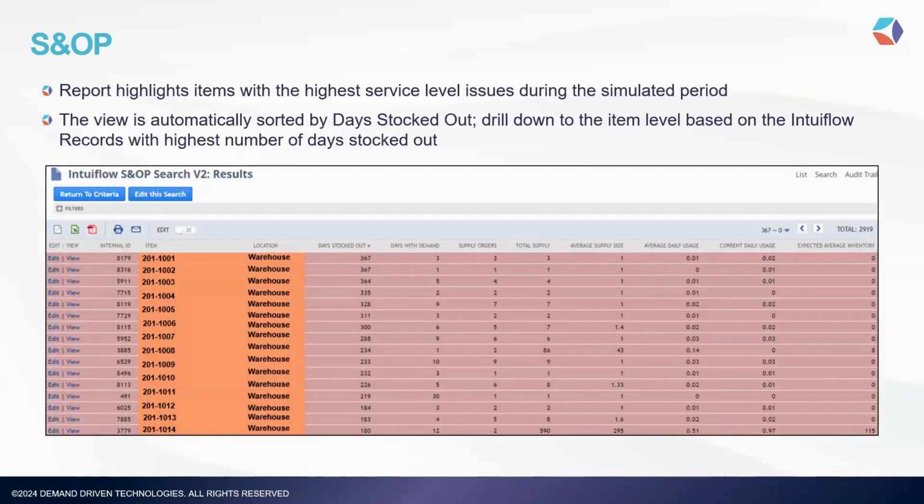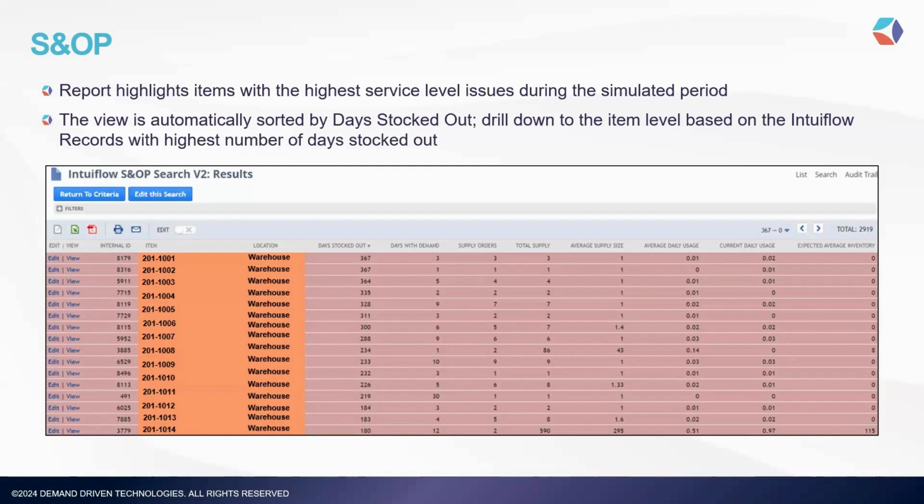The next report I want to highlight here is the S&OP day stocked out report. In this case, it's automatically sorted by the day stocked out column. So this gives you visibility into items that had the highest number of issues during the simulation period, right? If we have a buffered item, ideally we don't want it stocking out, right? But if that does occur, this gives us visibility into that and allows us to take some corrective actions.